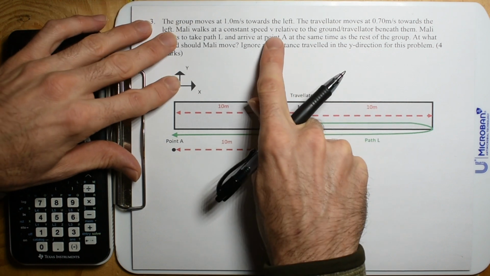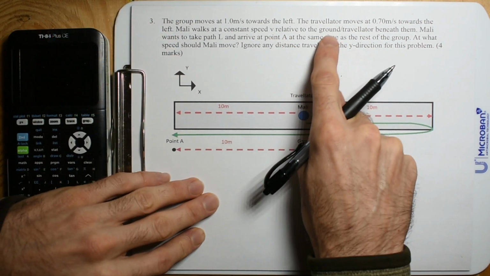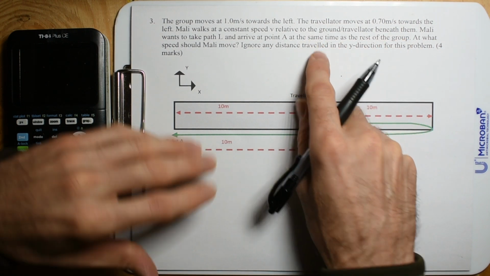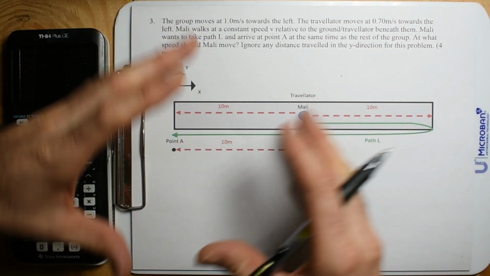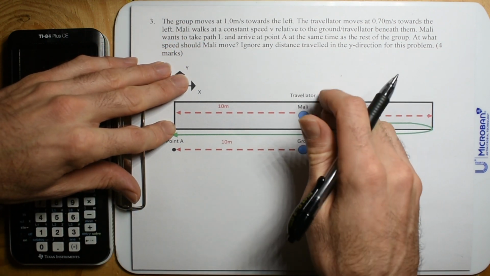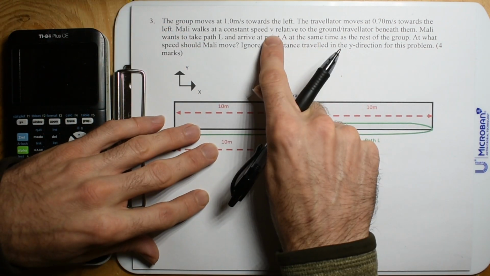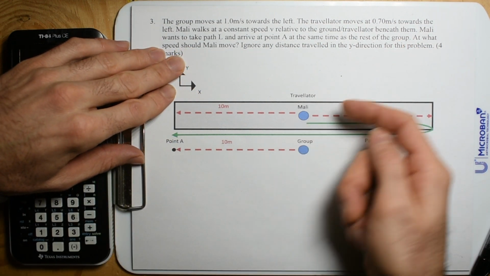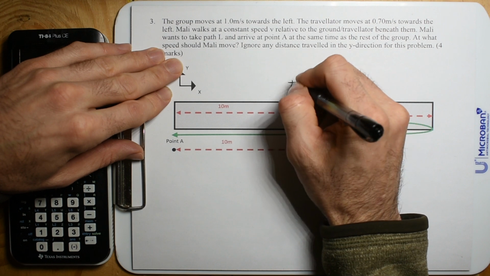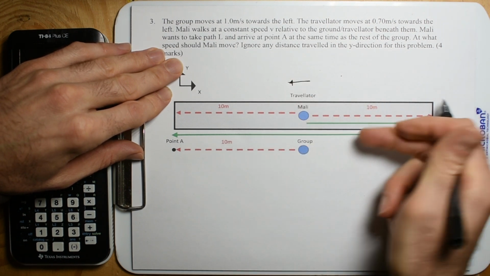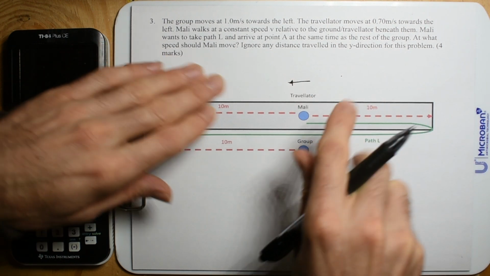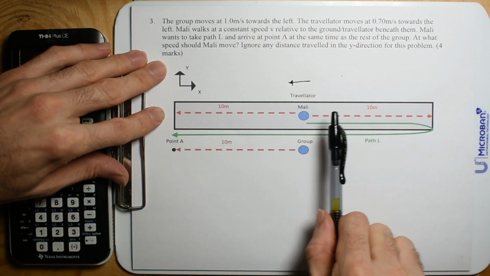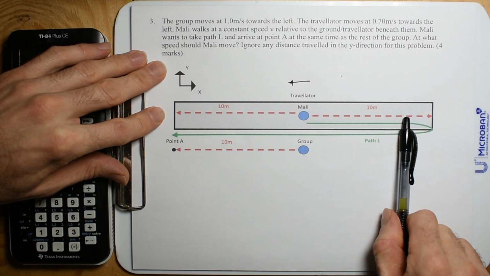Malachi walks at a constant speed relative to the ground and the travelator beneath him. Yes, it's kind of interesting. You can just imagine that Malachi can walk at a constant speed, whether he's on the ground or the travelator. We're going to call it V. So this is the path that Malachi is going to walk. The travelator is moving this direction. And so if Malachi walks this way, he's walking against the travelator. So his progress in this direction, if he was in an airport, is going to be kind of slow.